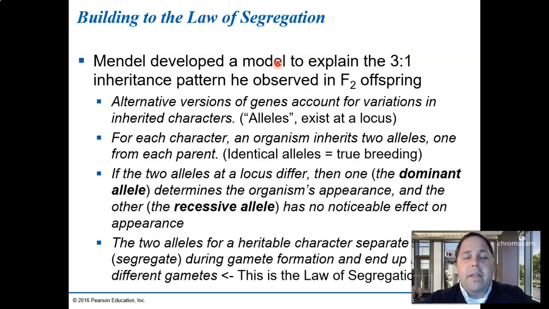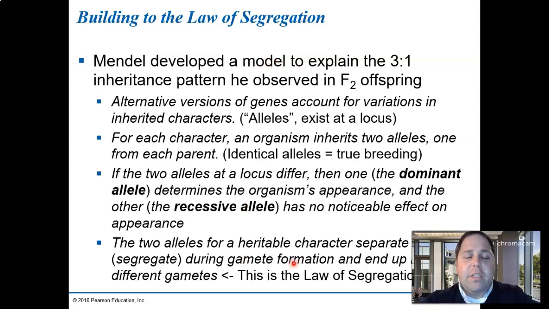For each character, an organism inherits 2 alleles. So you get 2 alleles. You could have purple-purple, you could have white-white, you could have purple-white. If they're identical, purple-purple or white-white, we would call that a true breeding organism. That's the only alleles that it has, white or purple. If the 2 alleles at the locus are different, purple-white or white-purple, which coincidentally are the same thing, then one, the dominant allele, determines the appearance, and the recessive allele has no noticeable effects. So if you are purple and white, your flower appears to be purple, not white.